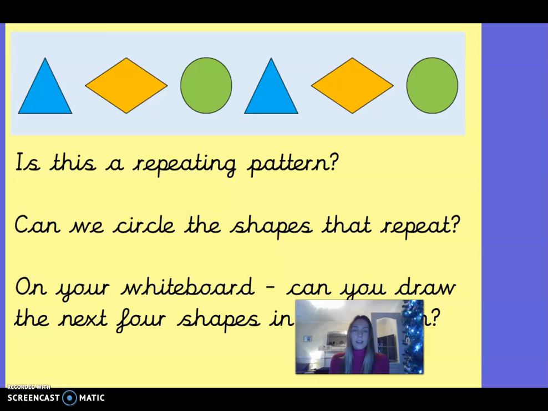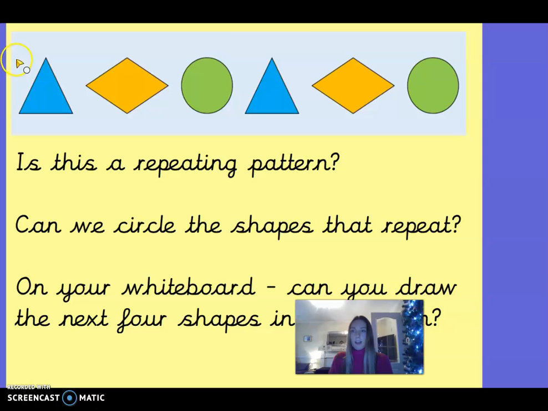Let's have a look at this next pattern. Is it a repeating pattern? And can you point to which shapes we could circle that have been repeated? Which shapes can we see that repeat, that we can see more than once? Pause the video and see which shapes you can see more than once.